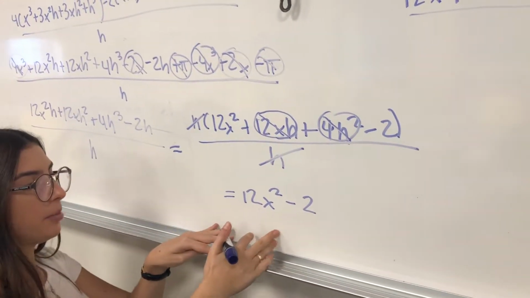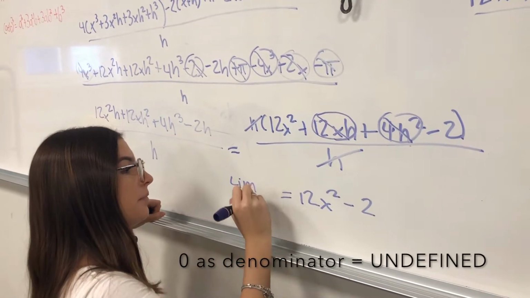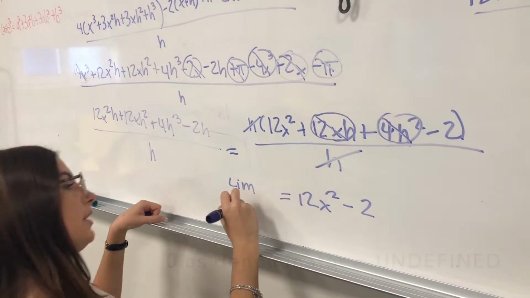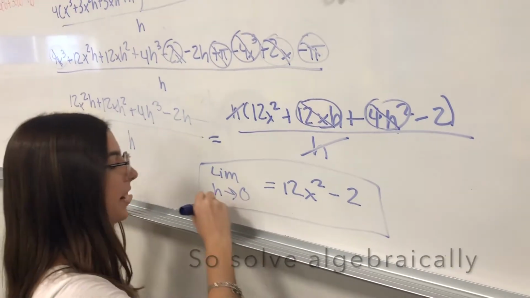This is our answer, but written in proper notation, it would mean the limit of h tends to 0 equals, and that is our final answer.